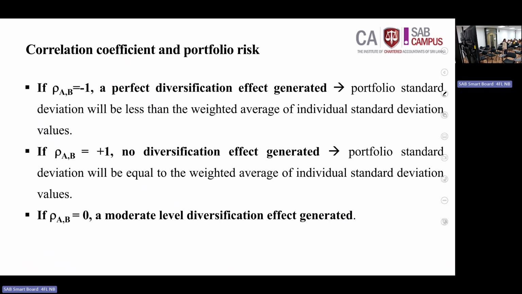The other one, what is the other one? When the correlation coefficient is zero, we can have a moderate level of diversification impact generated. We can't predict it, so we call it a moderate level diversification impact. So if any question asks about diversification impact, what you need to look at is the correlation coefficient calculation.